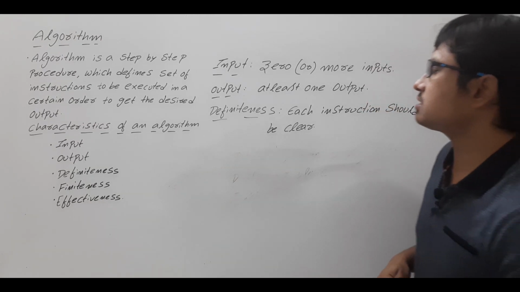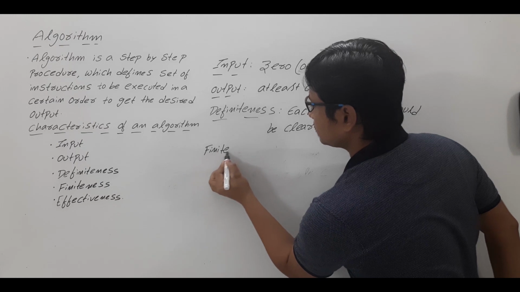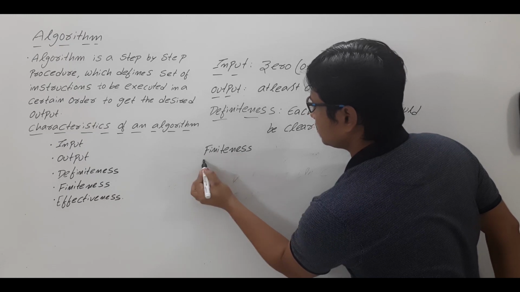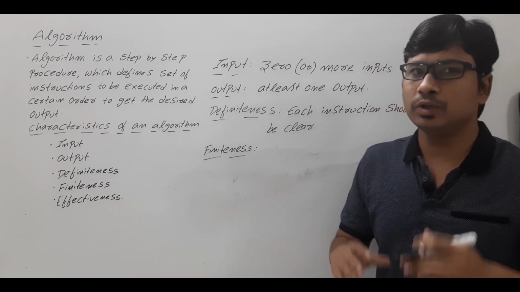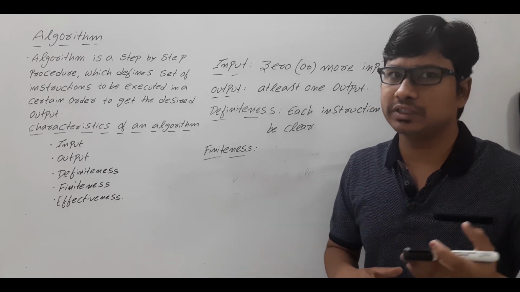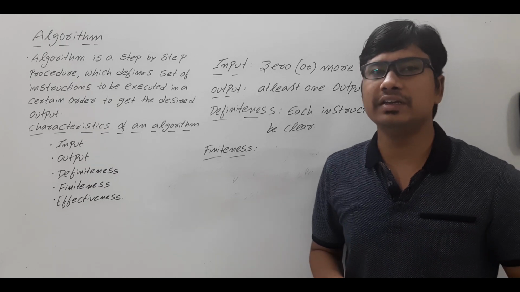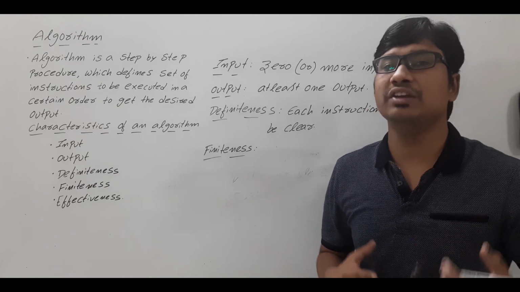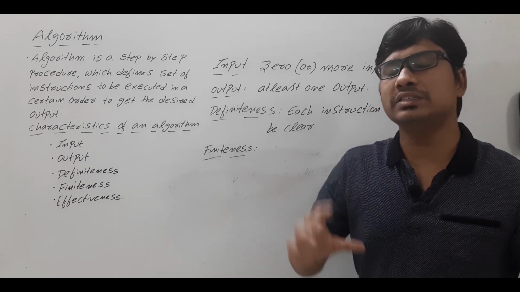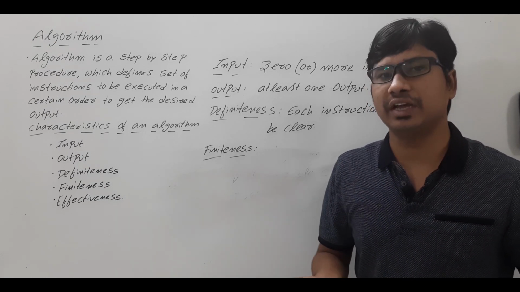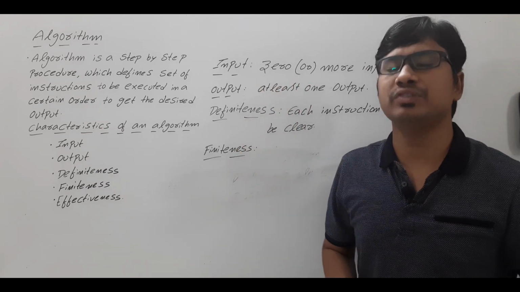Now let me discuss finiteness. Every algorithm should complete or should terminate after a certain number of instructions. You should not write an algorithm which consists of an infinite number of steps. Every algorithm should terminate after a certain amount of time, meaning that it should consist of only a finite number of instructions.